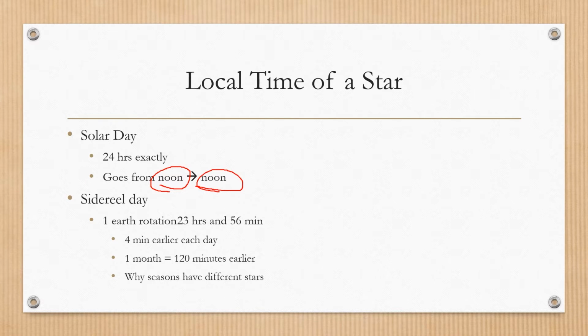But then we get the sidereal day, which has to do with Earth's rotation. One Earth rotation is actually not 24 hours. It's 23 hours and 56 minutes, meaning it's 4 minutes earlier each day, and in 1 month it's 120 minutes earlier. The sidereal day is part of why in different seasons we have different stars. It's also why we have leap years.